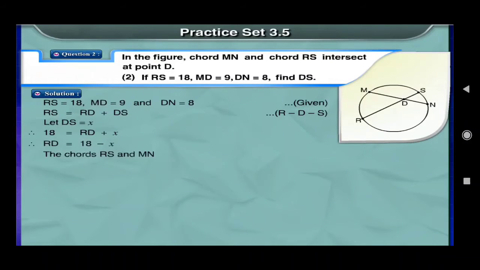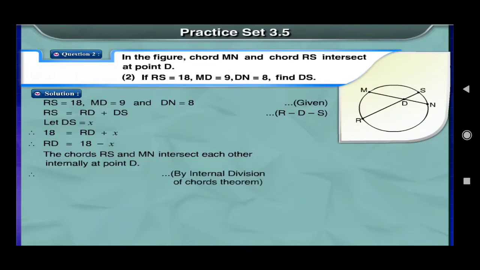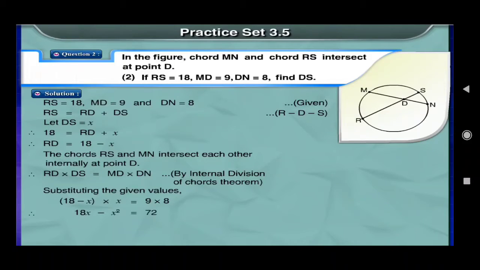The chords RS and MN intersect each other internally at point D. Therefore, by internal division of chords theorem, RD into DS is equal to MD into DN. Substituting the given values, we get (18 minus x) into x is equal to 9 into 8. Therefore, 18x minus x square is equal to 72. Therefore, x square minus 18x plus 72 is equal to 0. To find x, let us solve this quadratic equation by factorization.